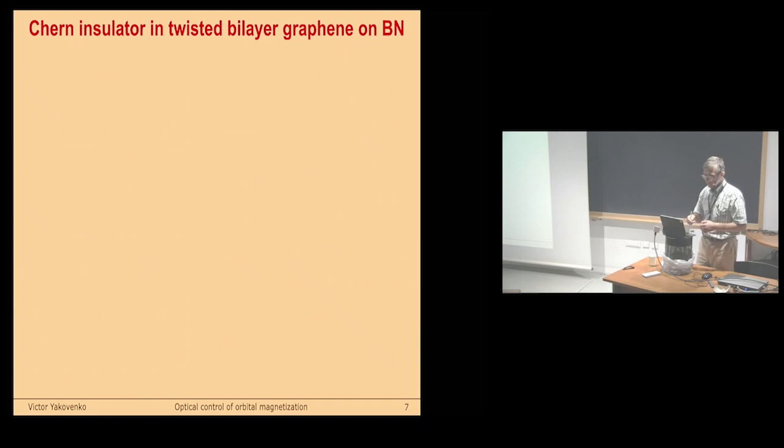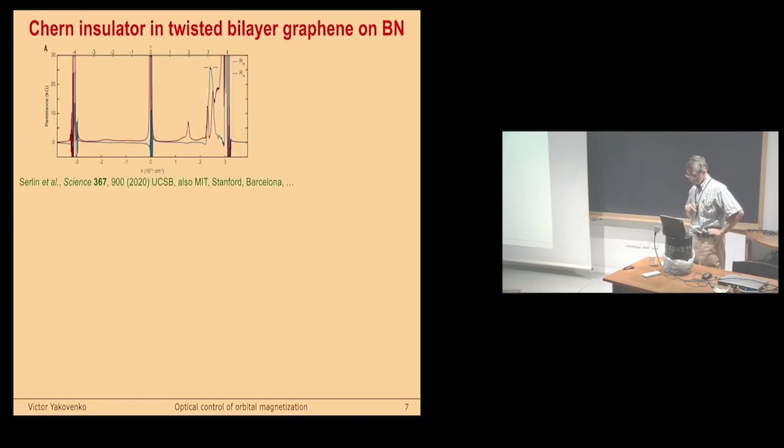Now let's consider a different story and a different system. Now we're switching to Chern insulators and twisted graphene bilayers on boron nitride. So this is, of course, a very interesting system, a lot of studies, and lots of things observed. But I focus specifically on the Chern insulator story. So I'll briefly walk through this in one slide.